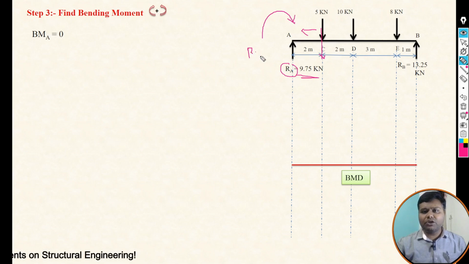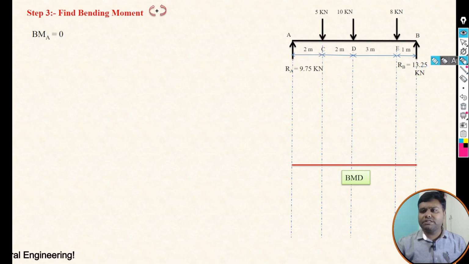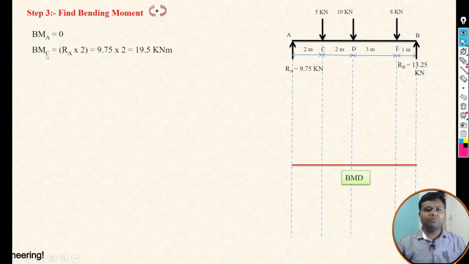So RA into perpendicular distance is how much? Perpendicular distance is 2. So we'll see the moment at C point. The moment at C point, RA into 2, that is 9.75 into 2, that is 19.5 kilonewton meter, and it is positive. So the bending moment diagram goes positive up to the C point. Then after that, take the moment at D point.